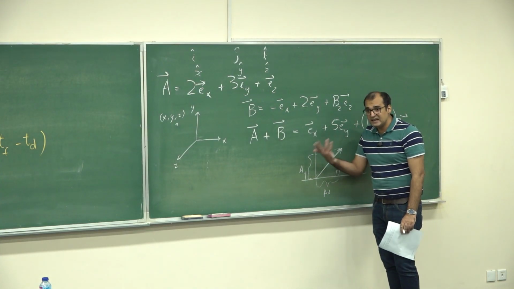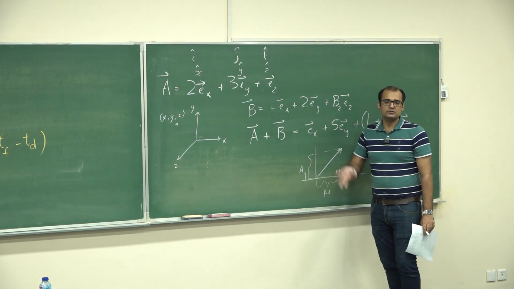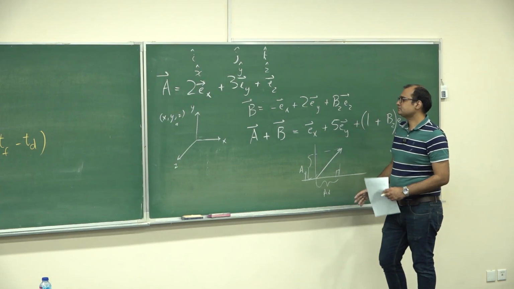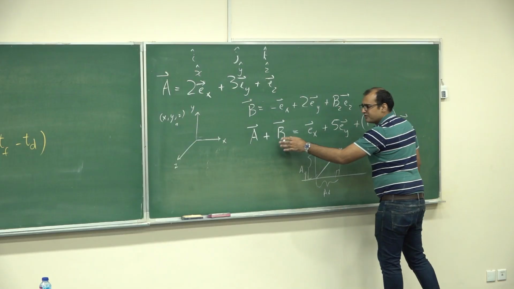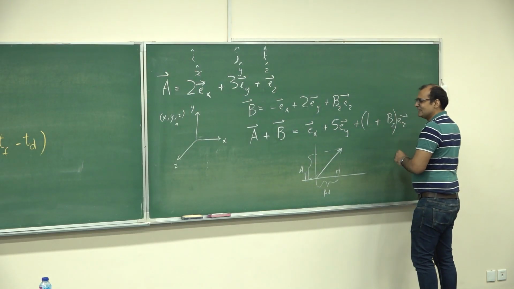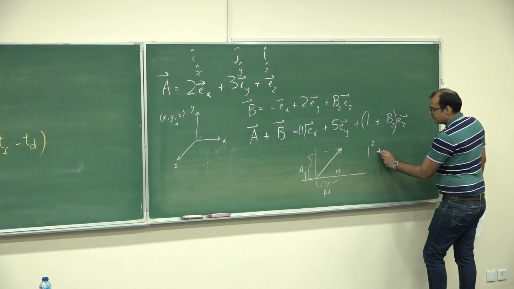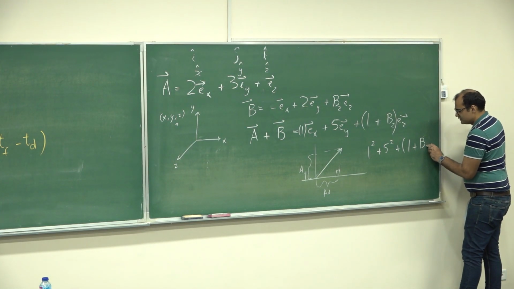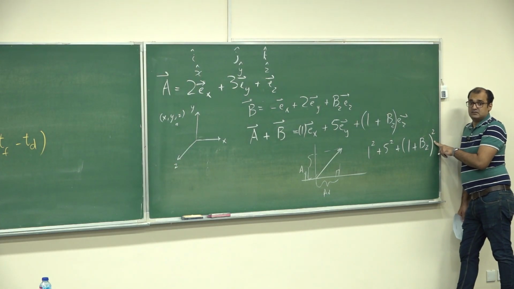You take each component, square each component, add that all up, take the square root. Okay, that's the resultant of your vector. So that's the magnitude of a vector. So the magnitude of the resultant over here, this component over here is 1. So you are doing 1 square plus 5 square plus 1 plus bz whole square. Again, whole square.